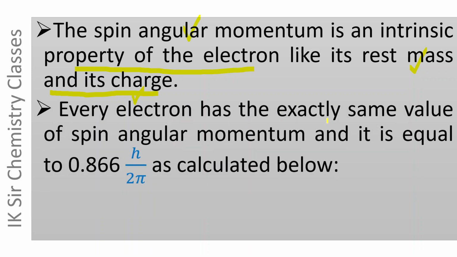Every electron has exactly the same value of a spin angular momentum, and it is equal to 0.866 into h by 2 pi, which can be calculated as follows. Every electron has fixed amount of rest mass, charge, and spin angular momentum. The spin angular momentum of all the electrons is exactly the same, and it is equal to 0.866 into h by 2 pi.